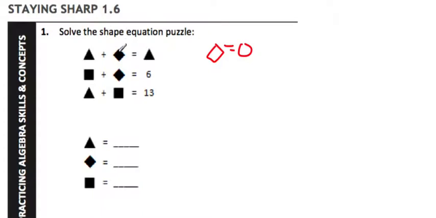Boom. Okay, so I'm going to put a 0 here for the diamond, which of course means that diamond's 0 as well. Wait a minute, look at that. That means a square has to equal 6 because square plus 0 is equal to 6. And if square is equal to 6, a number plus 6 is 13. That means that number, that triangle, has to be 7. Okay, so triangle is 7, diamond is 0, square is 6.